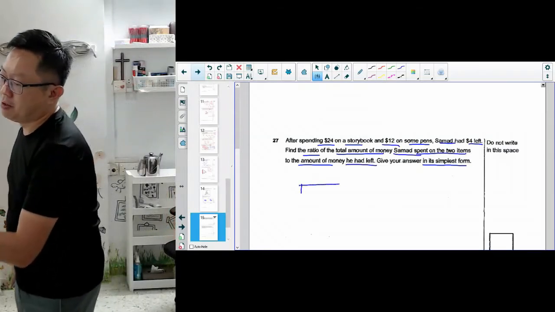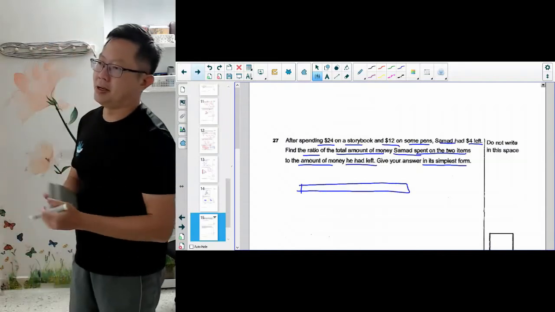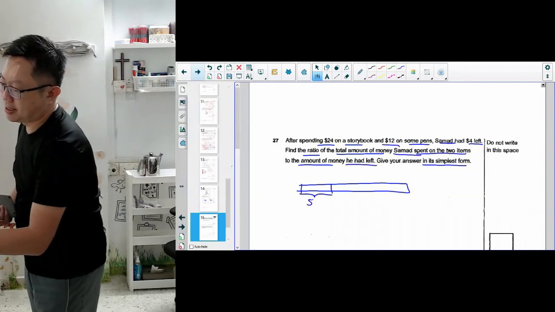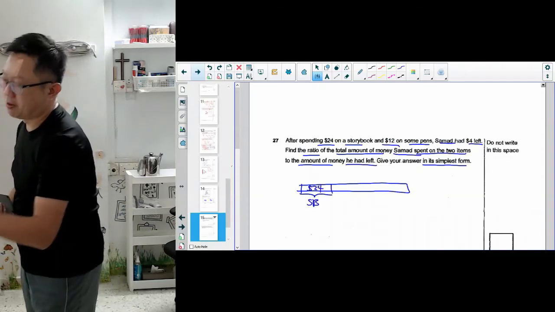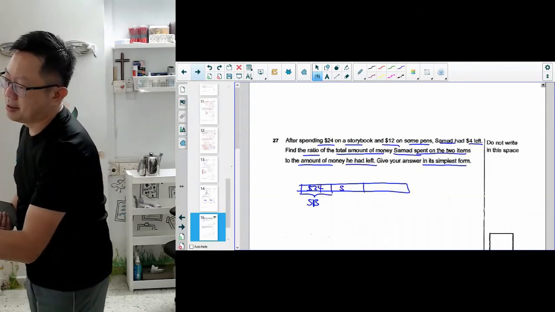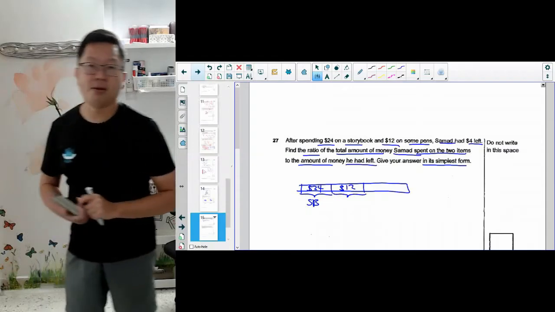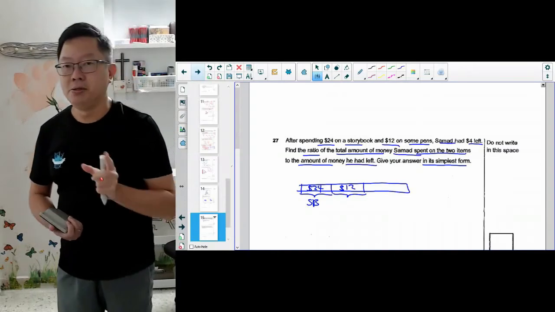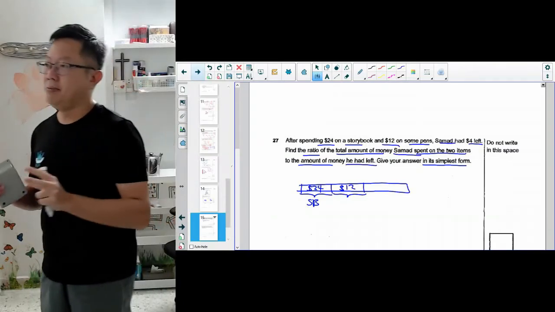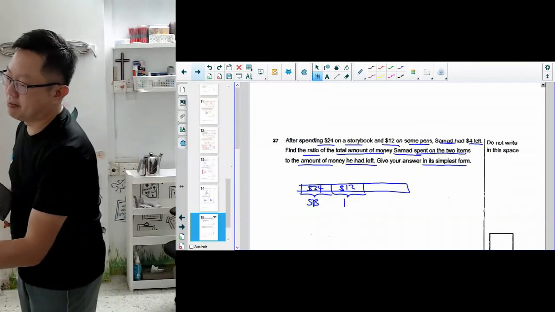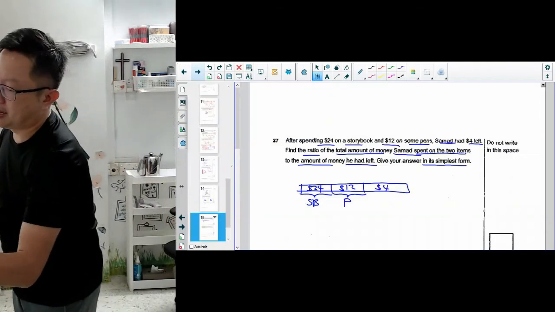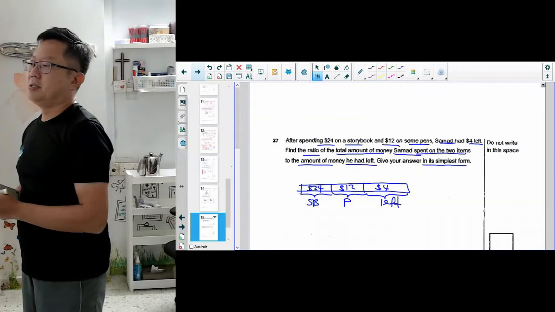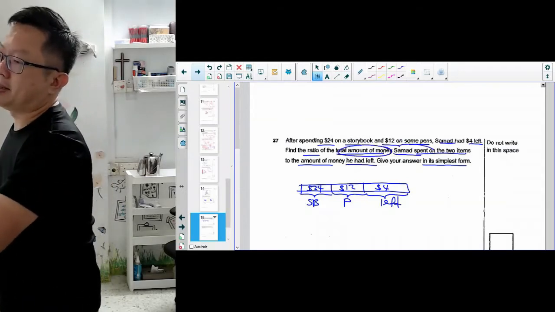So let's draw a rectangle, which is a parcel model. So you can see that Samad had some money, and after spending $34 on a storybook, so let's label. So this is your $34 and $12 on some pens. Okay, for some students, you will find that it's quite hard to solve this problem because it looks a little complicated. So what do you do? Draw the model. Okay, draw out the problem. And he spent $12 on some pens, and then Samad had $4 left. Okay? Alright, that's the model. It shows out the problem. So find the ratio of the total money Samad spent on the 2 items.